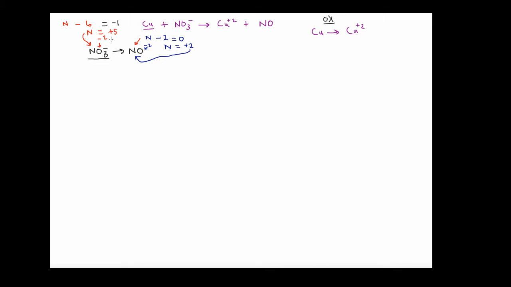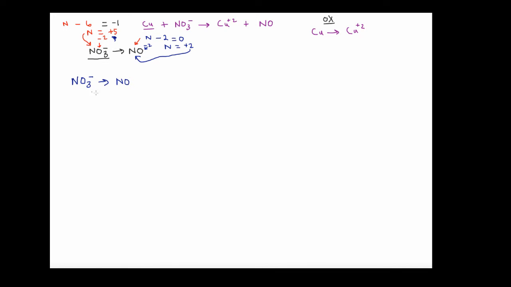Now you can see we go from the nitrogen being +5 to being +2, and the only way that could have happened was by gaining electrons. So I'm going to rewrite my reduction half reaction over here. This is how we identify the half reactions. You've got to assign oxidation numbers and then figure out what's being oxidized and what's being reduced.